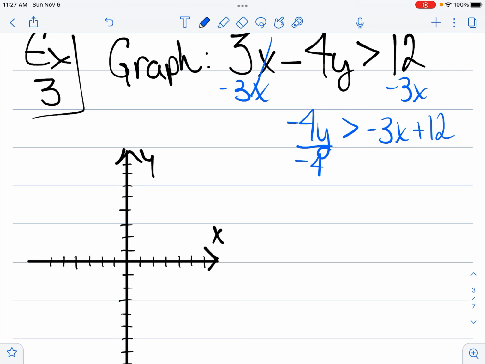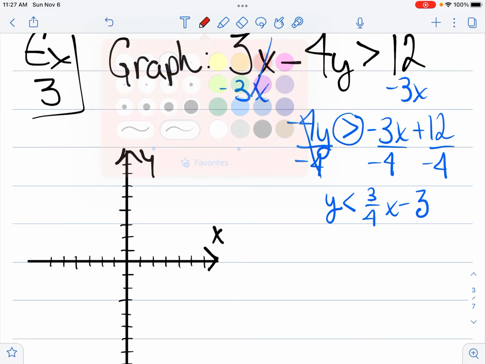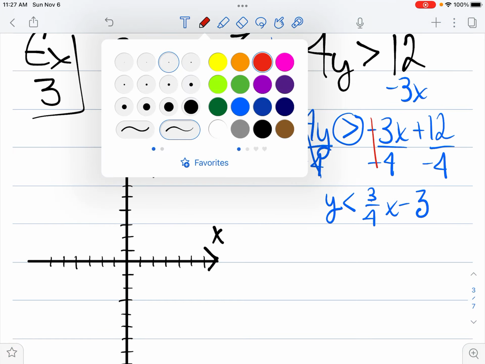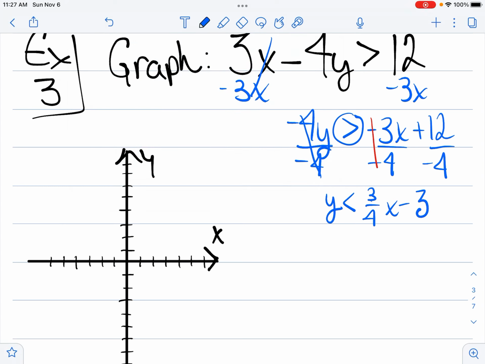Now, if you remember a rule about inequalities, whenever you multiply or divide by a negative number to get a variable by itself, you have to reverse the symbol. So I hope that when you did your work, you reversed the symbol in your final inequality. So it's y is less than 3/4 x minus 3. Those negative signs right there, they also cancel out. So make sure you cancel those out as well. All right? Go ahead and graph the boundary line. We're going to be at 0, -3.